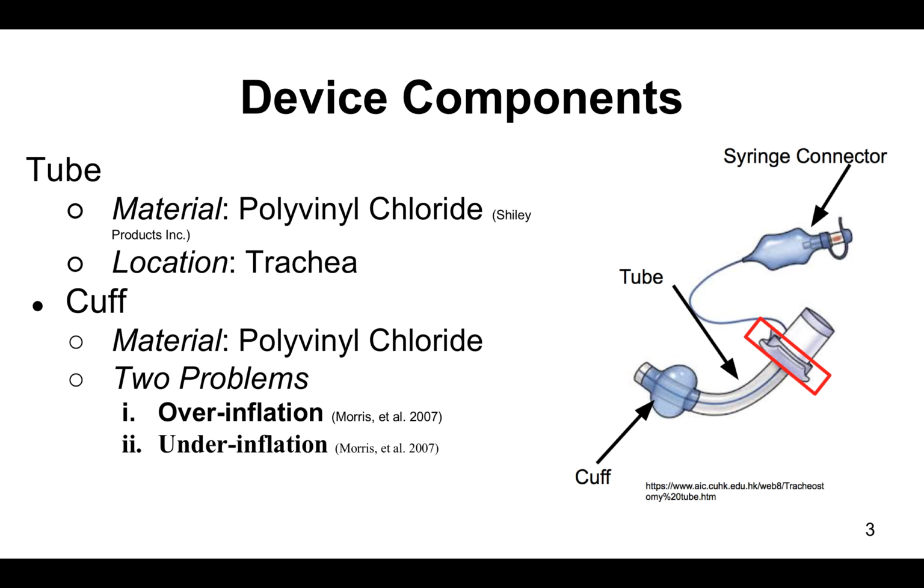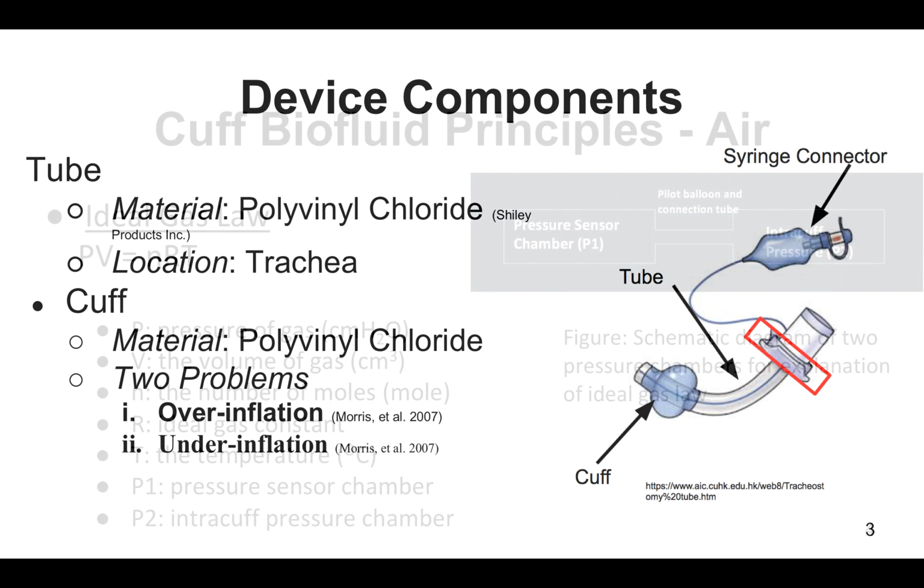There are several components for the device. The first one is the tube itself, which is made out of polyvinyl chloride, and the location is within the trachea. And the second component is the cuff, which is made out of, same thing, polyvinyl chloride. However, this is the main fluid mechanics component of the device. And the two problems associated with it are overinflation and underinflation. And if you look at the image to the right, you can see the tube and the cuff itself.